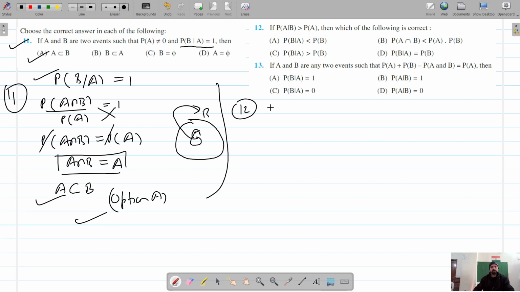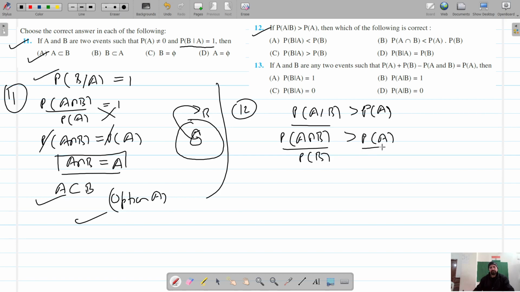Moving on to question number 12. It's given the probability of A by B is greater than the probability of A. Now the probability of A by B means the probability of A intersection B by the probability of B, greater than the probability of A. If we cross multiply, this gives me the probability of A intersection B is greater than the probability of A into the probability of B, which is none of these options.